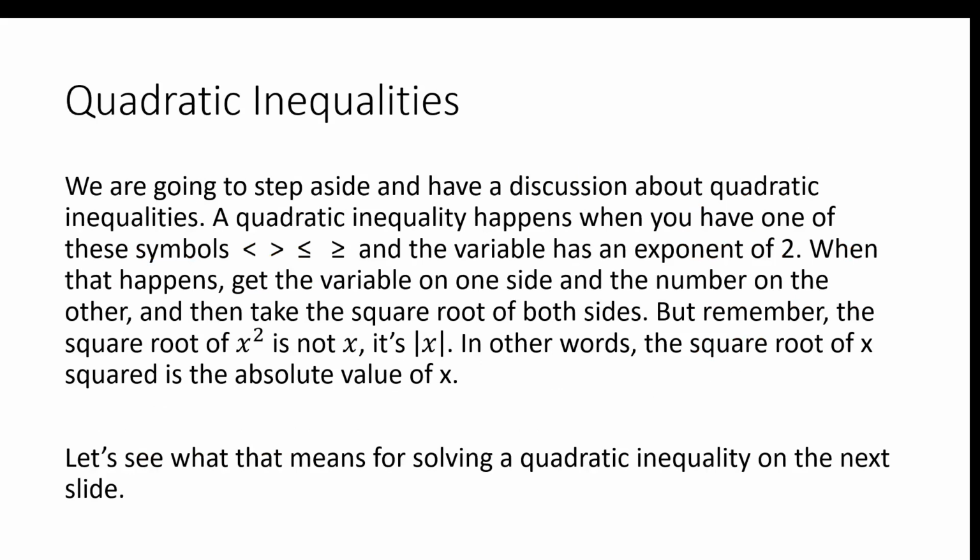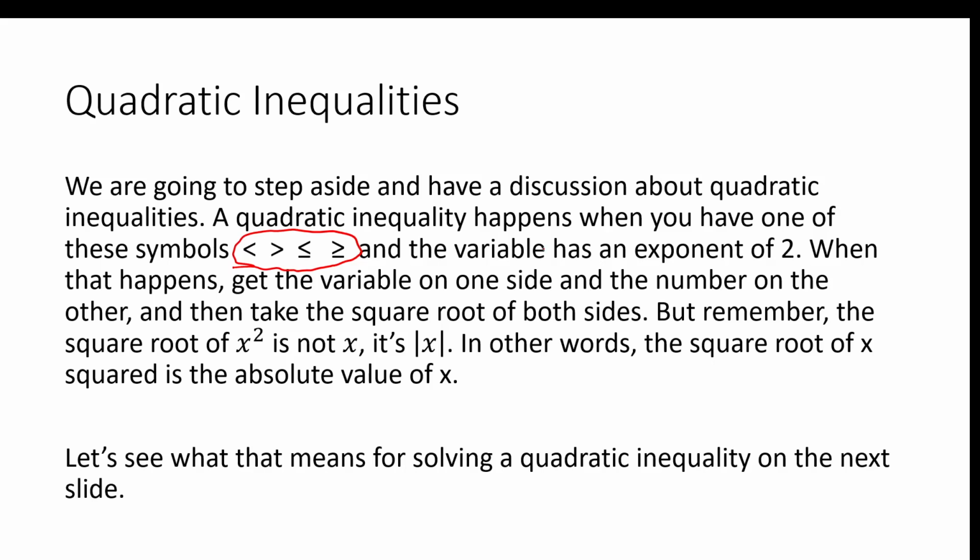Now, let's take a step aside for a moment and have a discussion about quadratic inequalities. A quadratic inequality happens when you have one of these symbols, less than, greater than, less than or equal to, or greater than or equal to, and the variable has an exponent of 2. When that happens, what we're going to try and do is get the variable on one side and the number on the other and take the square root of both sides.